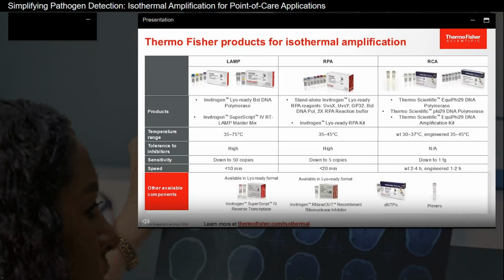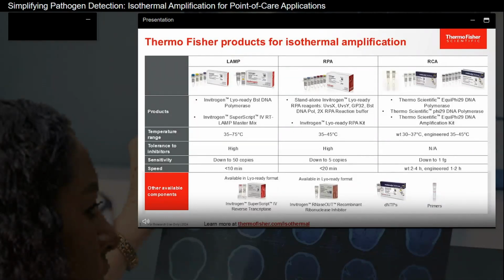Another feature is tolerance to inhibitors. Here I want to highlight that isothermal amplification techniques generally have higher resistance to various inhibitors compared to PCR. Regarding sensitivity, isothermal amplification methods like LAMP or RPA are capable of amplifying low copies of pathogen RNA or DNA. For RPA, we demonstrated that it can detect the target with sensitivity down to 5 copies.